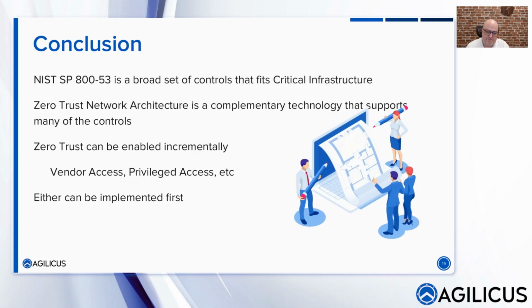So my conclusion today, before I break for the inevitable complete storm of questions, is that I think 853 is a pretty good set of controls for things that intersect with critical infrastructure. That could be the suppliers that work on it, or the critical infrastructure itself. And there's a set of standards that attach to it that specify certain things. I think zero trust is a very complementary technology that supports the controls that are in there.